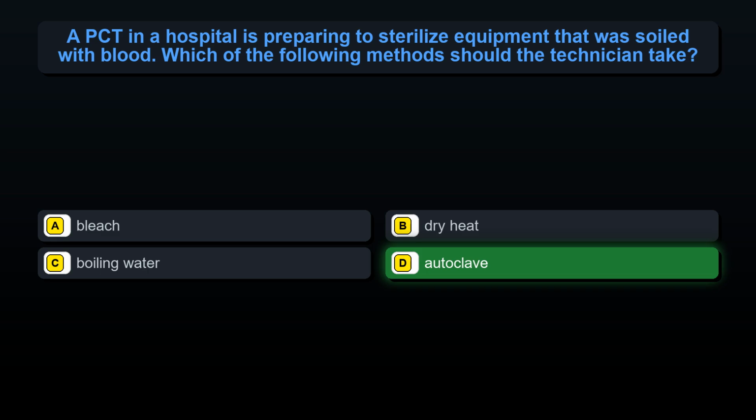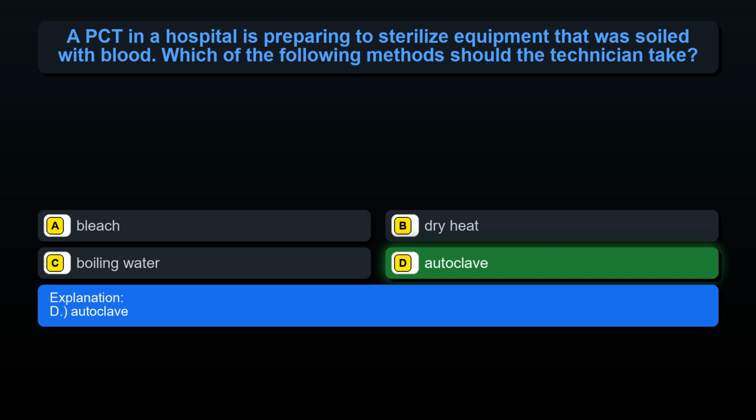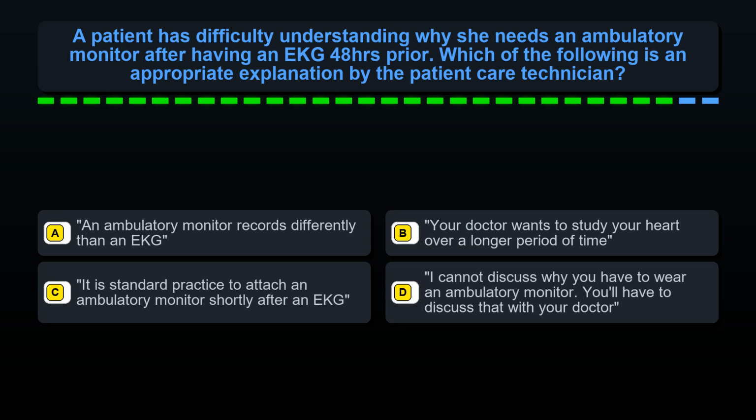The correct answer is option D, autoclave. Question 31. A patient has difficulty understanding why she needs an ambulatory monitor after having an EKG 48 hours prior.